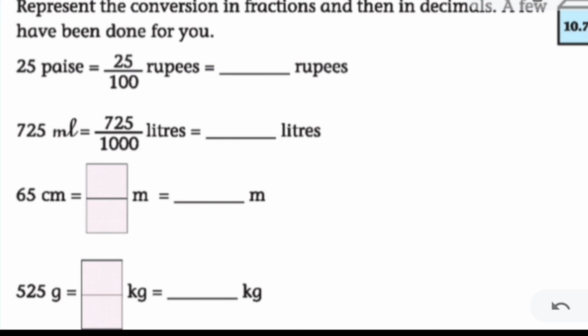So first write the 25 and count the digits from the right side. 1, 2, because 100 has two zeros, 1, 2, and put the point. That's all. So what is the answer? 0.25 rupees.